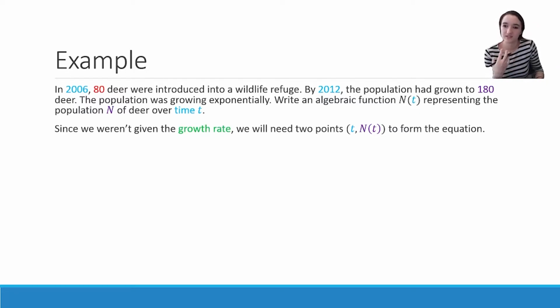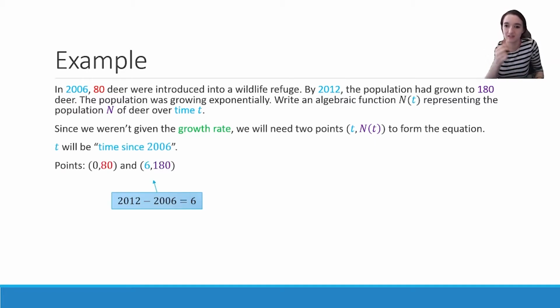Once again, t is not going to be 2006 and 2012. t is going to be 0 if we start from 2006, and thus 6, because that is 6 years later. This makes our numbers much easier to work with. Again, you don't want your calculator screaming at you and giving you weird answers. If you're getting times 10 to the whatever power as part of your answer, you're doing something wrong. So, you get 0 and 80 and 6 and 180.